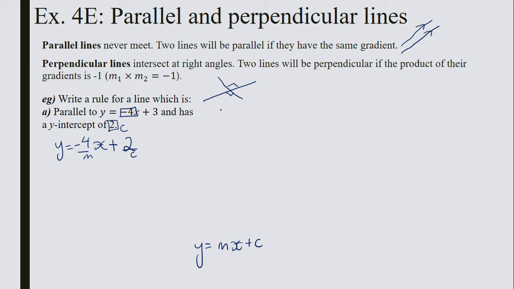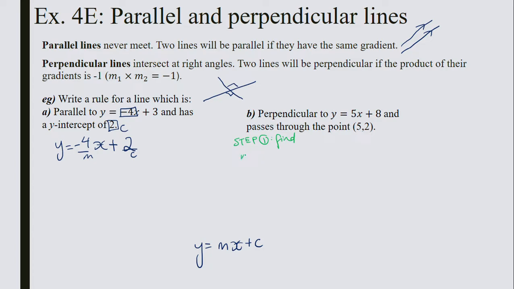Let's try a perpendicular example, okay? So, we now need to find the rule for a line which is perpendicular to y equals 5x plus 8 and passes through this point. So there is a little bit more maths involved. The first thing that we need to do is find the new gradient. Okay, so I'll write that down in another color for you. Step 1. Find the new gradient. Okay, let's give that a shot.